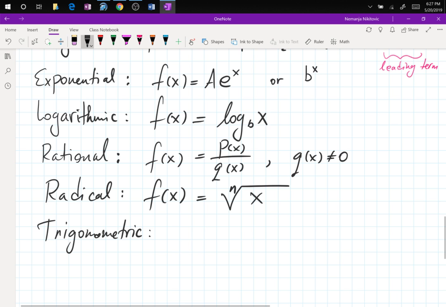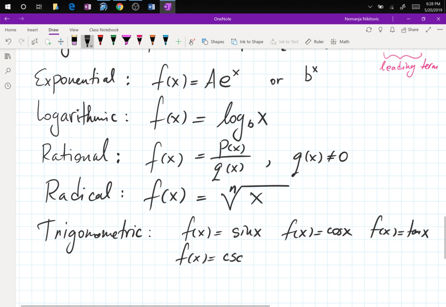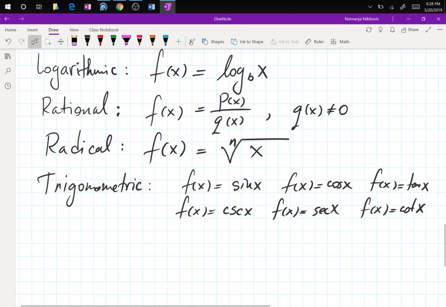Trigonometric ones. f of x equals sine x, f of x equals cosine x, f of x equals tangent x, f of x equals cosecant x, f of x equals secant x, and f of x equals cotangent x. 6 trigonometric functions. In Calc 2, you get to learn hyperbolic functions: sine hyperbolic x, cosine hyperbolic x, and so on. So it's going to come up.